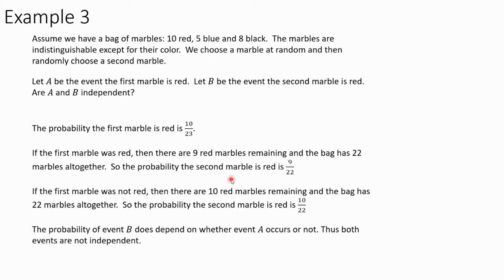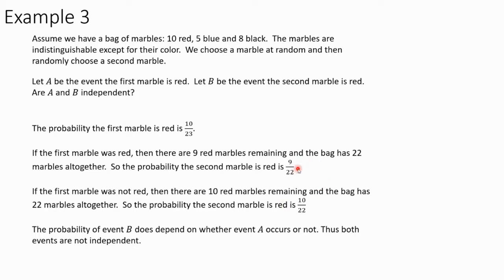Now, what if the first marble, though, was not red? Well, if it wasn't red, if it was blue or black, well, there's 10 red marbles still in the bag, right? But we're still one marble less. So there's only 22 marbles here. There's 10 red, but there's still only 22 marbles. So now the probability of B, that the second marble is red, is 10 out of 22.